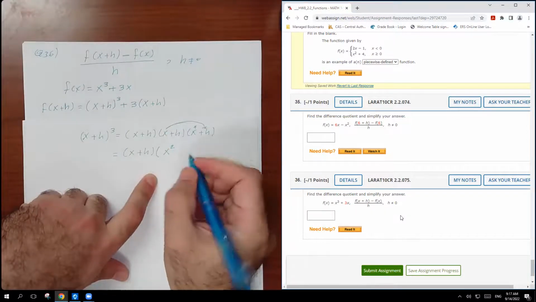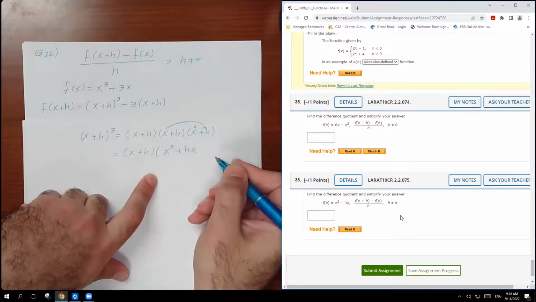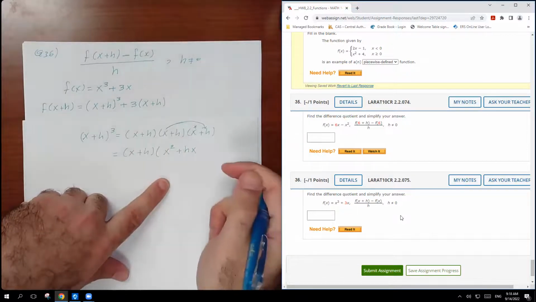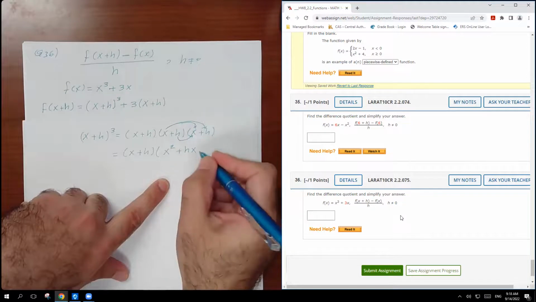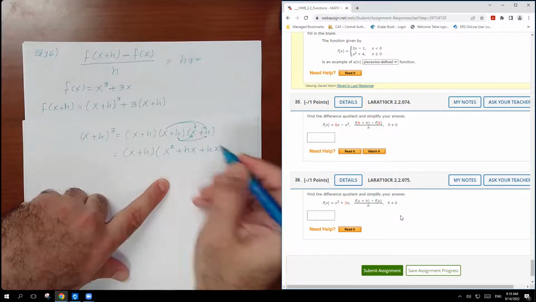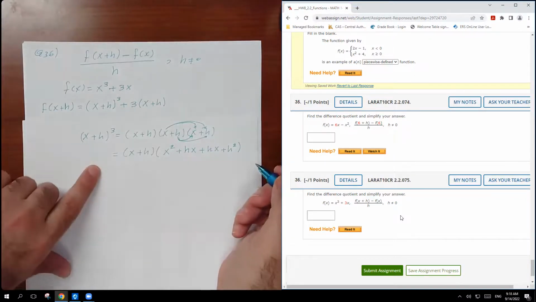X times h is going to be plus hx, or xh is the same thing because it's multiplication. You can switch it. Then h times x is going to be hx, and h times h is going to be h squared. We're done with this one.